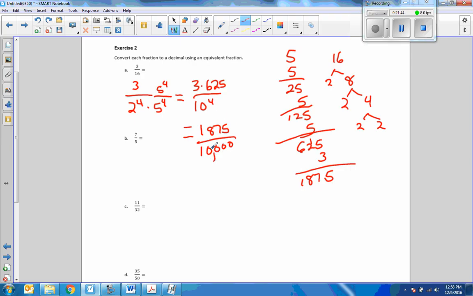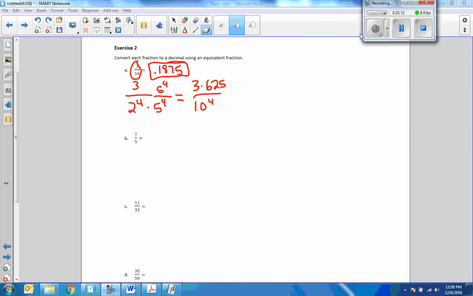Or, this tells me how many zeros. So it's 1875 over 10,000. Don't try to reduce this. You're going to get this. It's asking for the decimal. So we're done. It's 1875 ten thousandths, 4 decimal places. So it's 0.1875. That is my decimal answer. Okay, on to the next one.